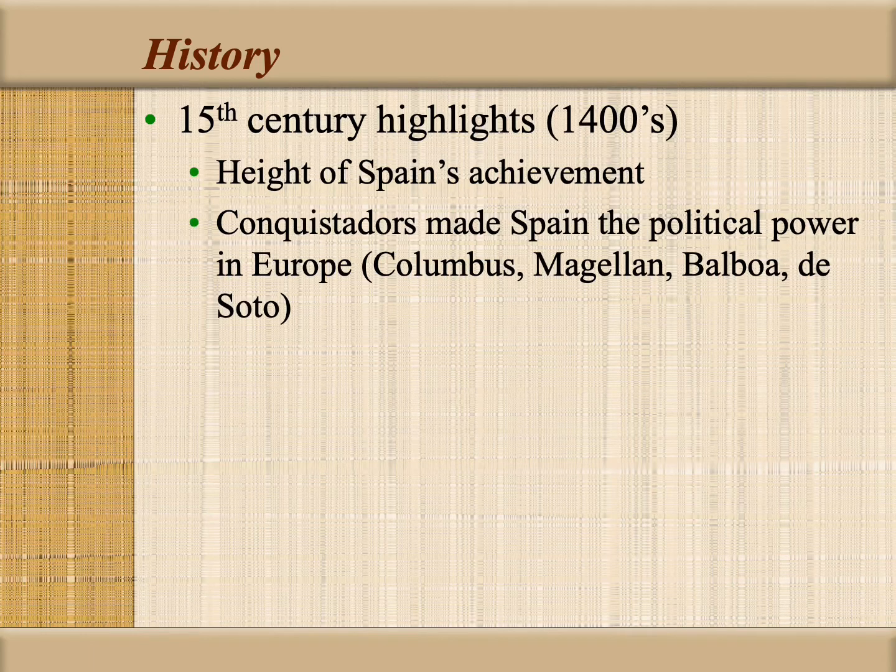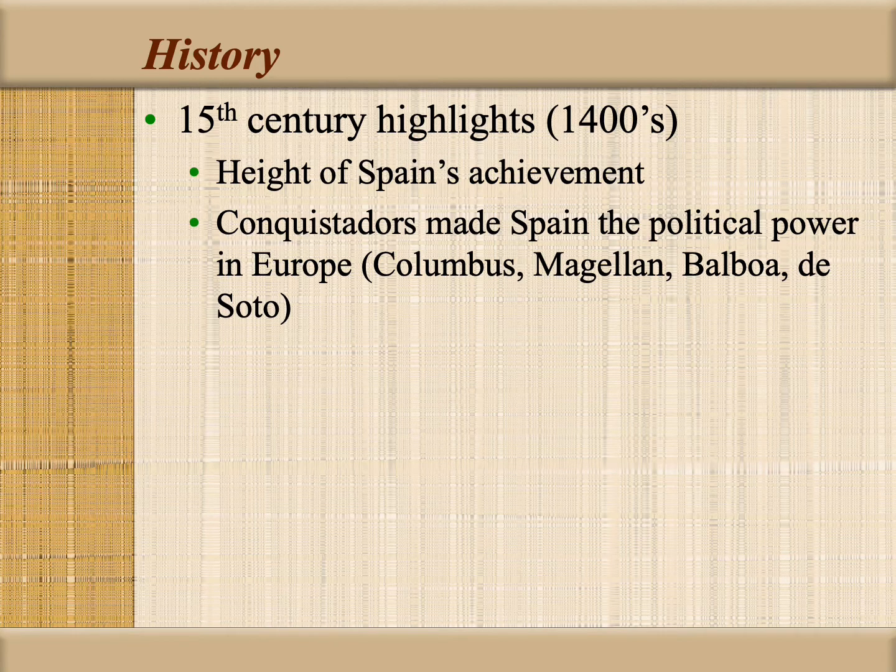Okay, so now we're going to break down some highlights of Spanish history. So in the 15th century, that's when we see the height of Spain's achievement. The conquistadors made Spain the political power in Europe. So that's going to be Columbus, Magellan, Balboa, and De Soto, who are going to really make Spain a world power.